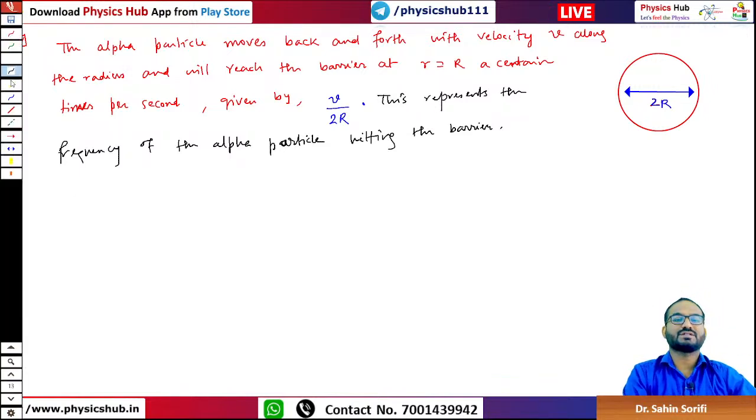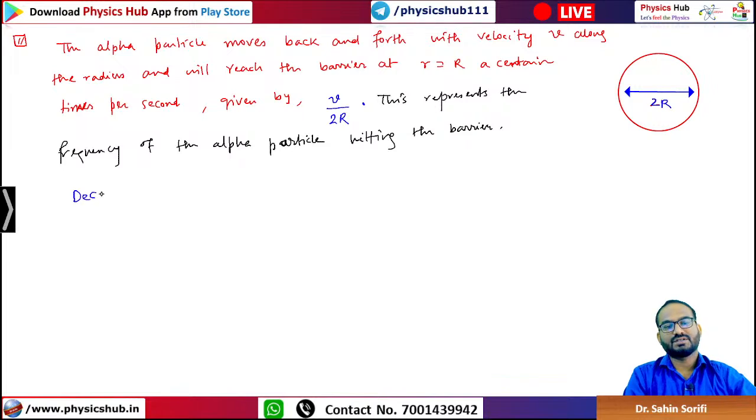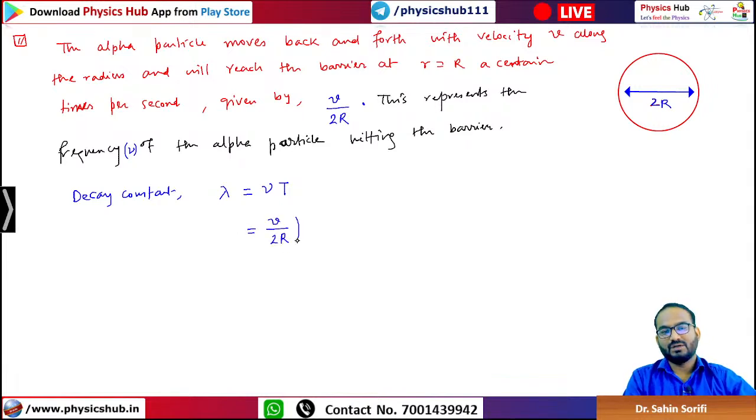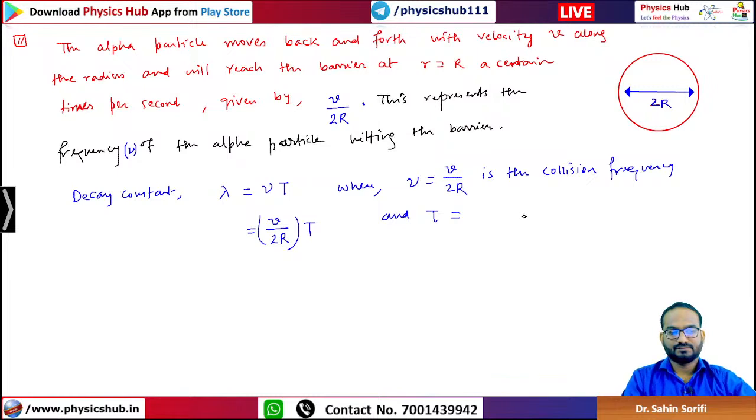Now you see the decay constant has a relation with this. The decay constant is lambda. Lambda is proportional to this collision frequency, v by 2R, times the tunneling probability. So lambda is equal to v by 2R times T, where v by 2R is the collision frequency and T is the tunneling probability.